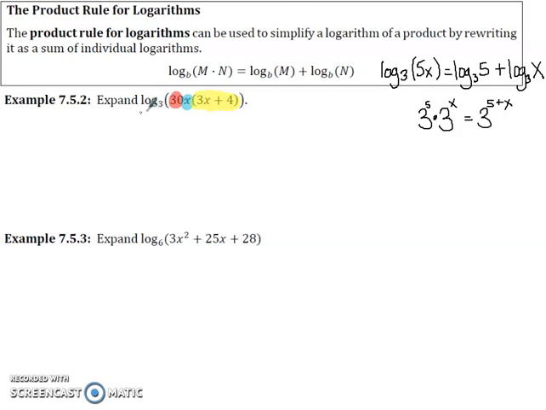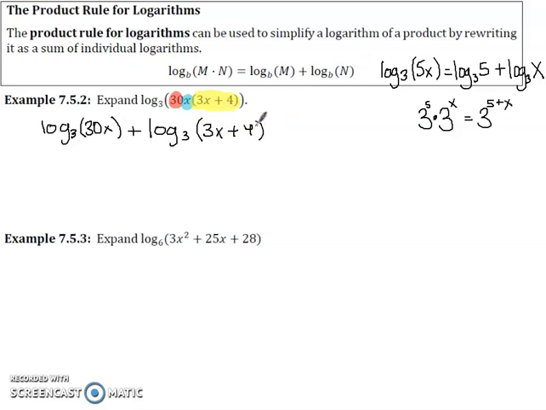So I'm going to go ahead and just work with one of those pieces for now. So log base 3 of 30x is being multiplied by 3x plus 4. So I can expand that by adding a whole other log base 3 of that factor, which is 3x plus 4.